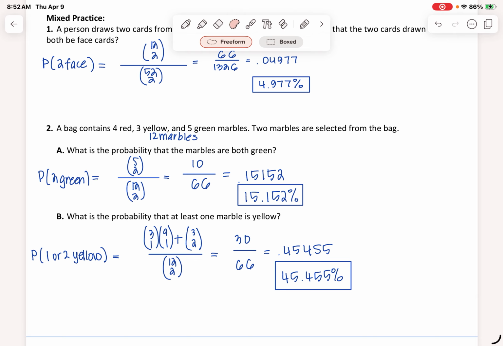And then what's the probability that at least 1 marble is yellow? So that is 1 or 2 yellow. The probability of choosing 1 yellow is 3, choose 1. But then you have to choose another marble out of the remaining 9. So that's 9, choose 1. Since it's or, we're adding. And then 3, choose 2 would be the probability of choosing 2 yellow. So out of the 3, the ways you could choose 2 of those 3 marbles. Okay, and then put that in your calculator, and that's what you get.